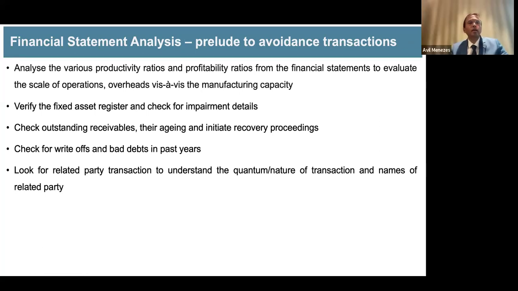Essentially, you will have to do a financial statement analysis to bring out the productivity ratios, and whether there is a loss in operation. Financial statement analysis is generally done in stronger and healthier companies, or companies undergoing restructuring. But for IBC cases, you generally look at it from the perspective of avoidance transactions: the outstanding receivables, the agings, to initiate recoveries, impairment details, and so forth. So a lot of financial analysis will have to be done, reading of the balance sheet. Every balance sheet tells you a story. That's what I believe.